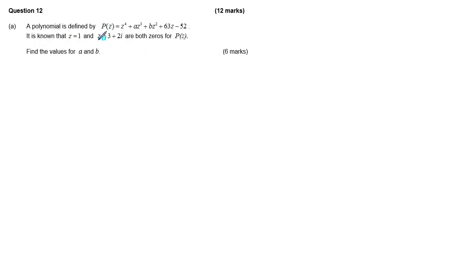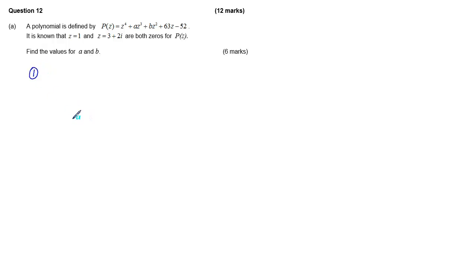A polynomial is defined by p of z is z to the 4 plus az cubed plus bz squared plus 63z minus 52. It is known that z equals 1 and z equals 3 plus 2i are both zeros for p of z. Find the values for a and b. So I'm going to look at this by two different methods.